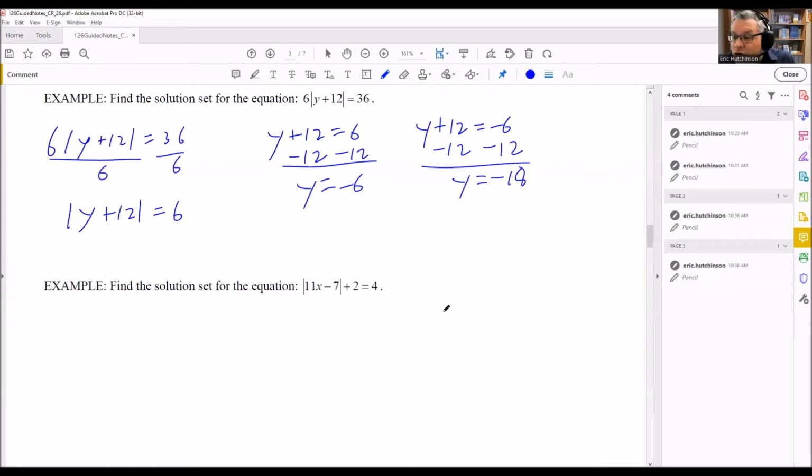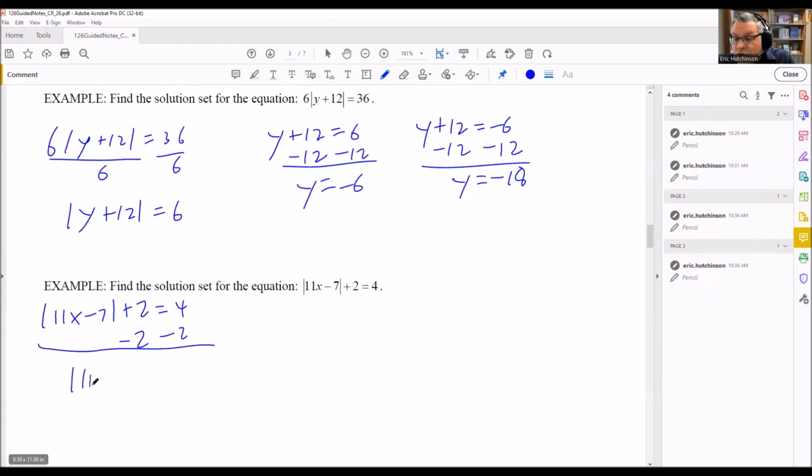Next, we'll do this one down below. Now this one, there is a plus 2 there. So that means that the absolute value is not isolated. So the first thing that we'll do here, so I'll write the problem out. What we want to do is subtract the 2 from both sides. So that's going to be my first step, subtract 2 from both sides.